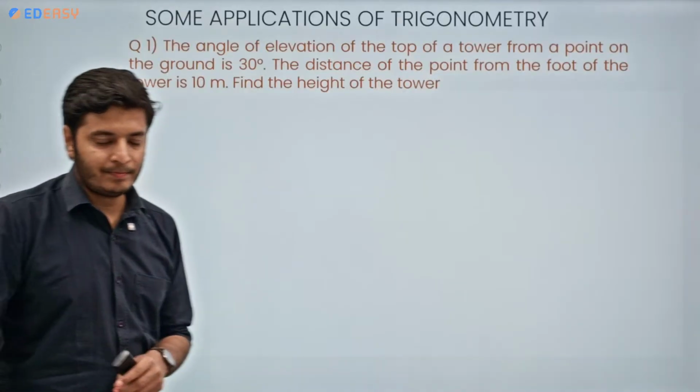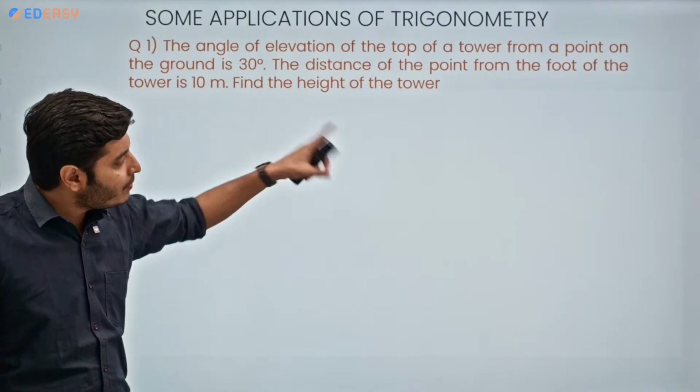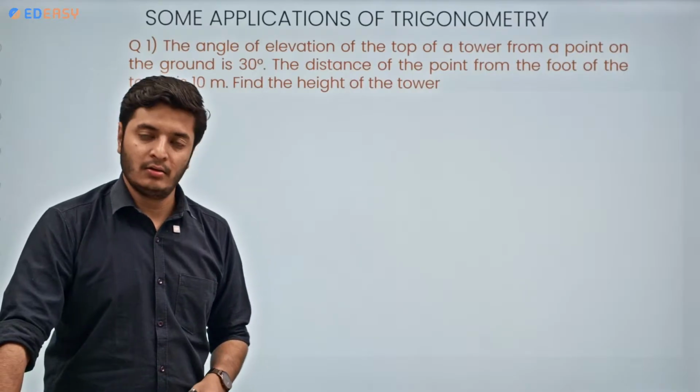the first problem, the statement of the problem is the angle of elevation of the top of a tower from a point on the ground is 30 degree. Okay.